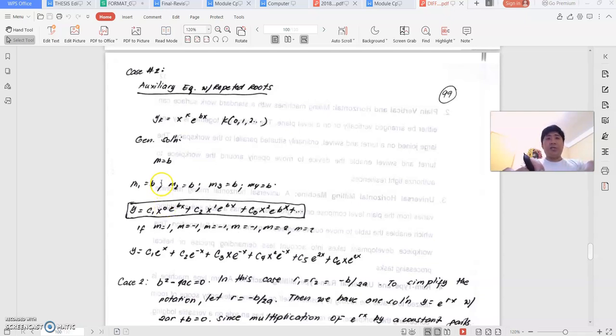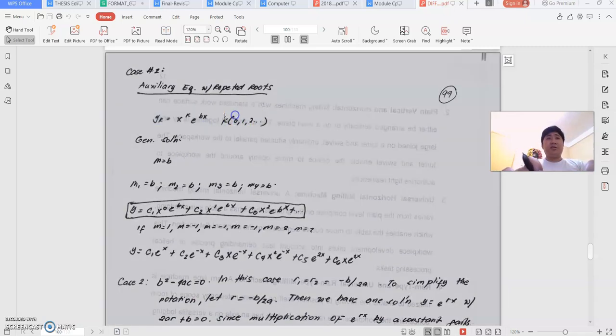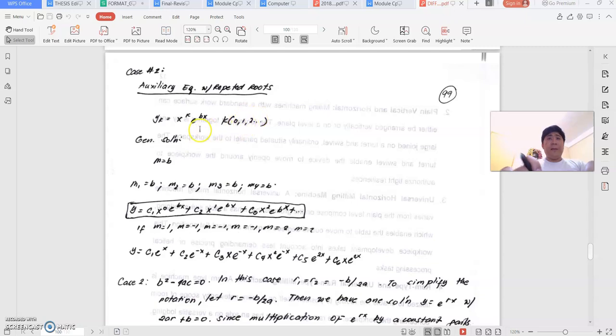Meaning, the roots are repeated. If you could see here, 1, negative 1, negative 1, negative 1, 2, and 2. That is the repeated roots. So, in repeated roots, you have a general equation looking like this. This is repetition, so how many times it repeats.